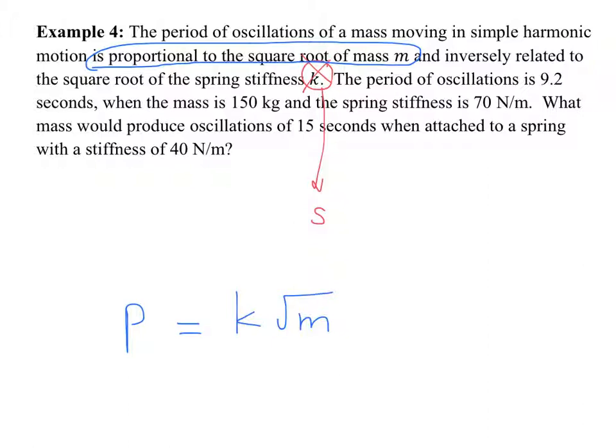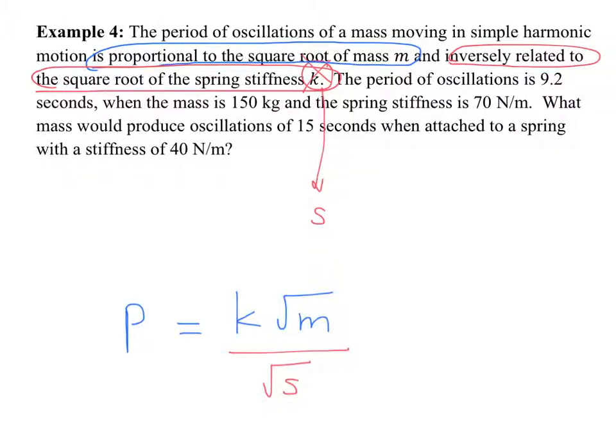Now, and inversely related to the square root of the spring stiffness S. It would be K over K radical M over radical S. Very good. So we can put the radical over both of them as one fraction or separately. It doesn't matter, whichever way you want to write it. Now, that's the first part.